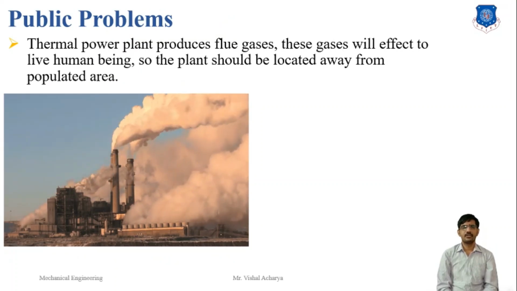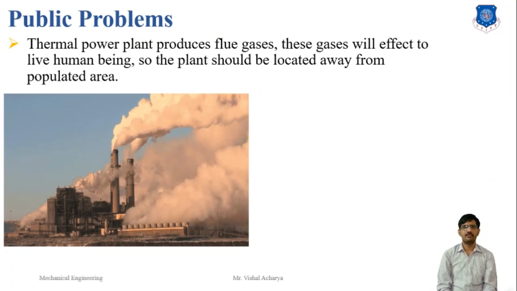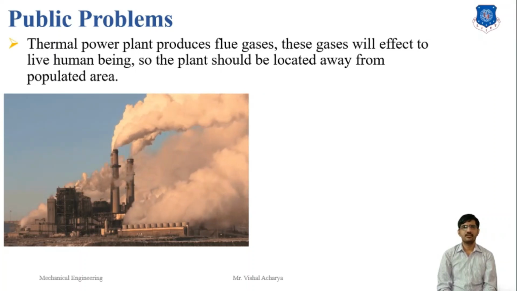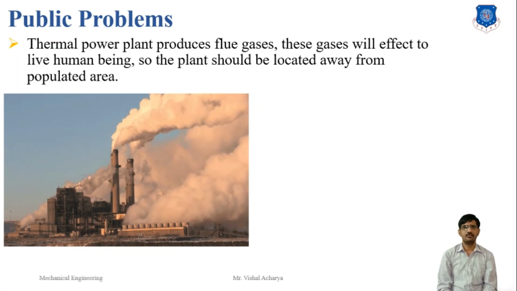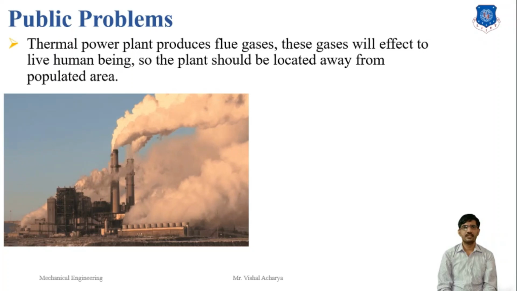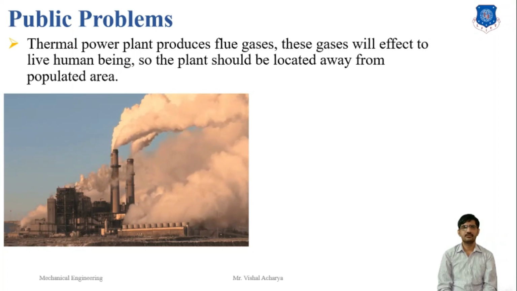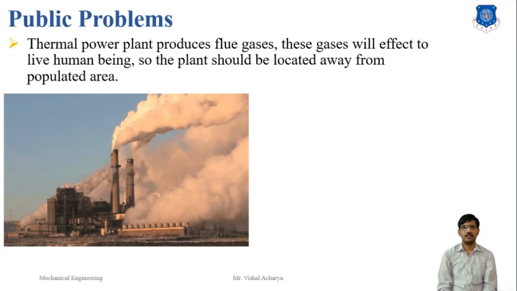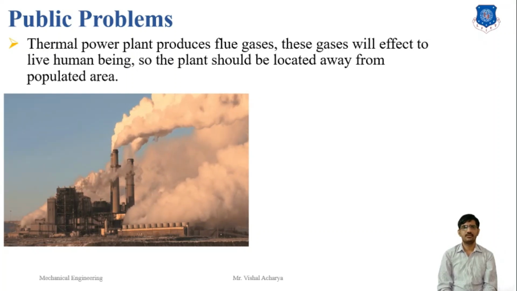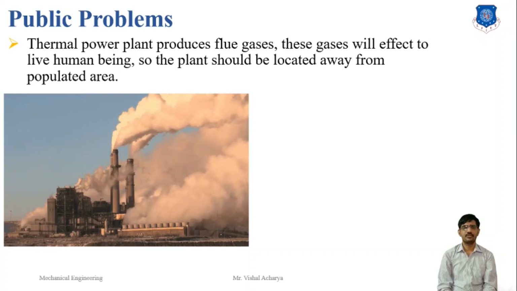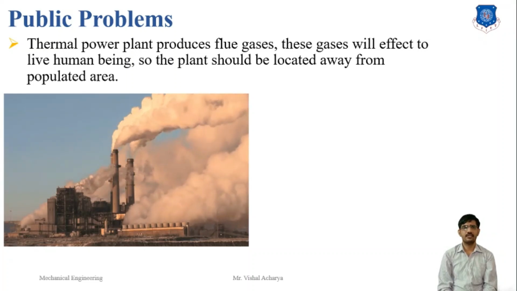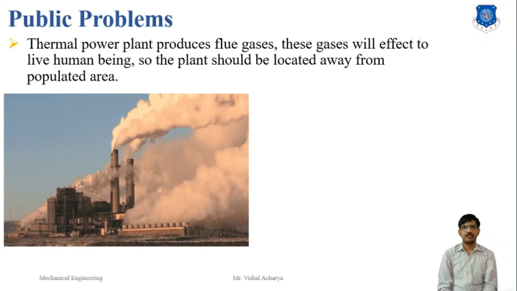Here, for the public problem, a thermal power plant produces flue gases. These gases will affect living humans, so the plant should be located away from the polluted area. The thermal power plant site should be considered for neighboring problems due to noise pollution, smoke from the power plant, evaporation of water, and any ash problem.